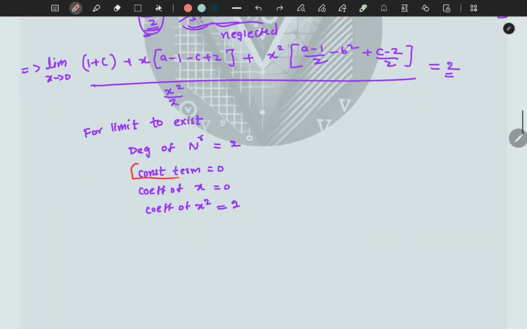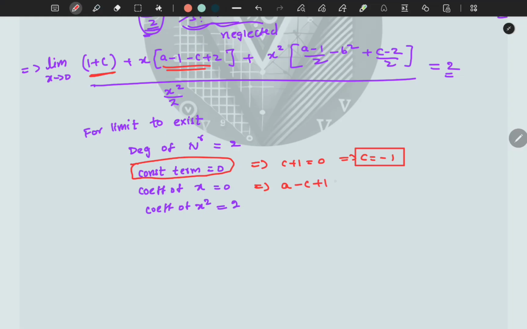That means since the constant term is 0, this term should be 0, which implies c plus 1 is 0. That means c is equal to minus 1. Perfect. Since the coefficient of x is 0, this term should be 0. That means a minus c, minus 1 plus 2 is plus 1. This should be 0. That means a is equal to c minus 1. And what is c? c is minus 1. Minus 1 minus 1 is minus 2. That means the value of a is minus 2. I hope you are with me.